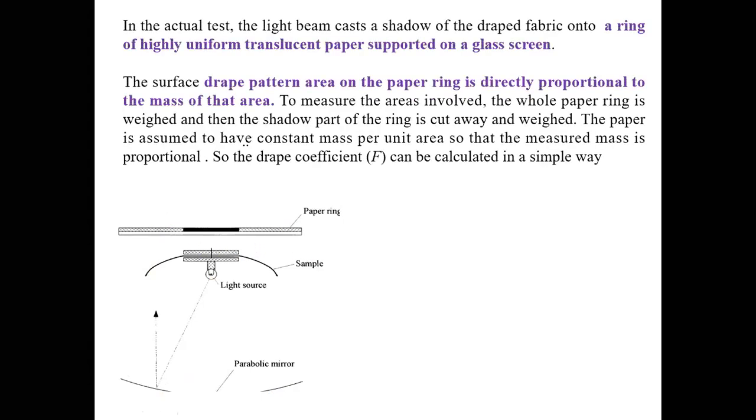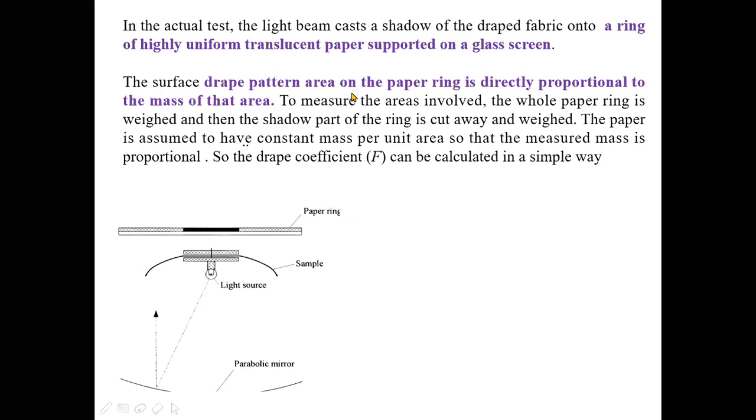Now, this is the experimental setup. The sample is mounted between the two rings. This is the light source, and this is the parabolic mirror. The light coming out from the source will reflect from this parabolic mirror, and therefore it will create a shadow onto this paper ring. You can see that I have mentioned the same thing. In the actual case, the light will cast a shadow of the draped fabric onto a ring of highly uniform translucent paper supported on a glass screen. See, this is the paper ring.